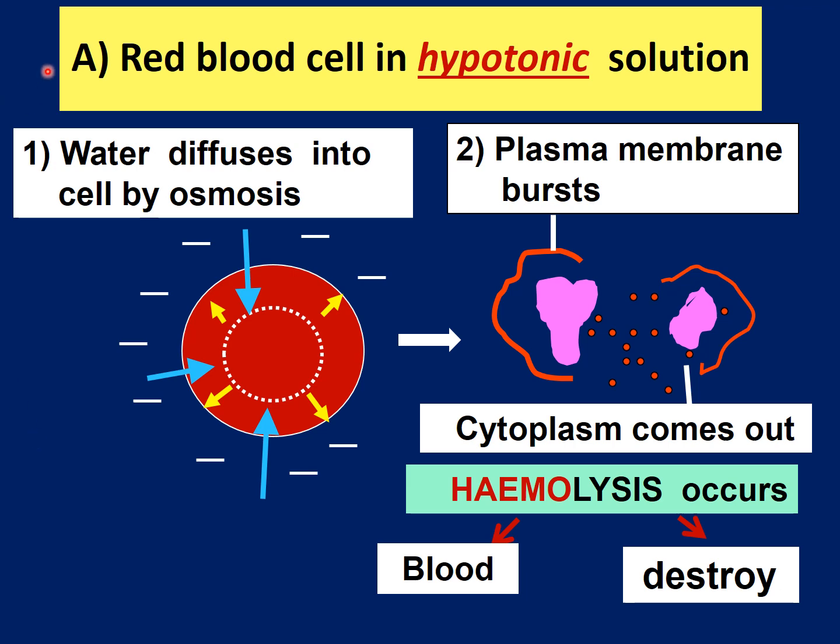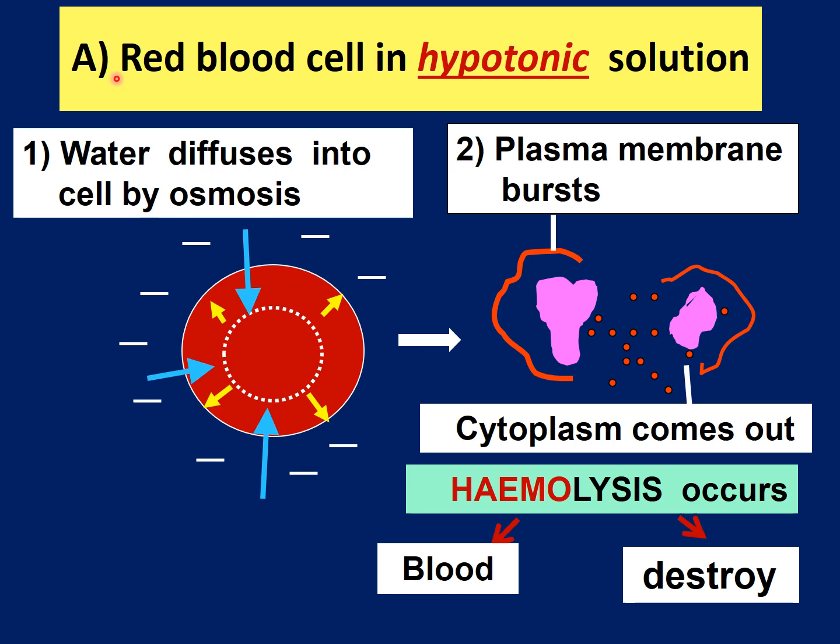Now let's discuss what happens to red blood cells in the different types of solution. Firstly, red blood cell in hypotonic solution. For example, you can be asked a question like this. Explain what happens to a red blood cell, or maybe just a human cheek cell, in hypotonic solution or in distilled water, for example. What happens to the red blood cell when it is placed in distilled water? Right, how do we answer this question?